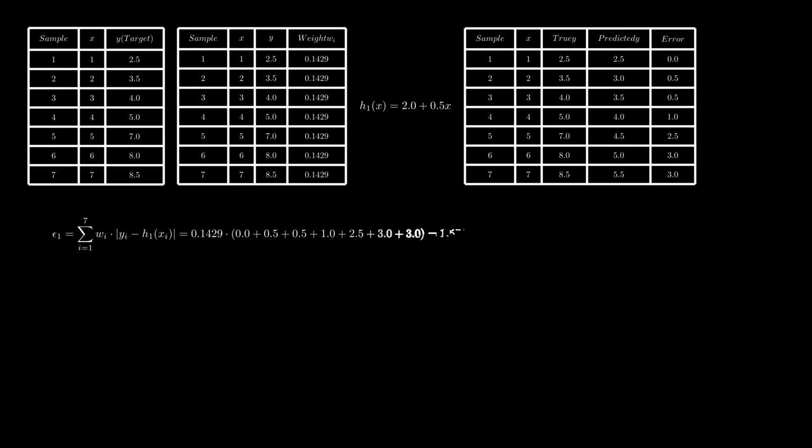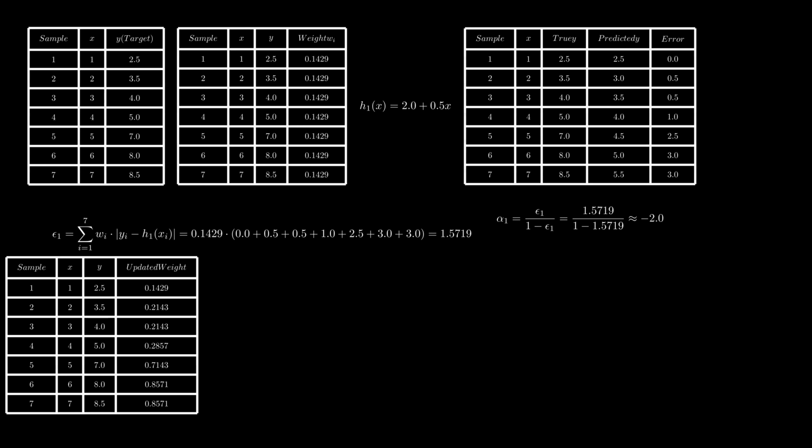Next, we calculate the weighted error of this weak learner. The error is the sum of the weighted absolute errors, which is 1.5719. Now, we compute the weight of this weak learner, called alpha. Alpha is calculated using this formula. For our weak learner, alpha is approximately -2.0.